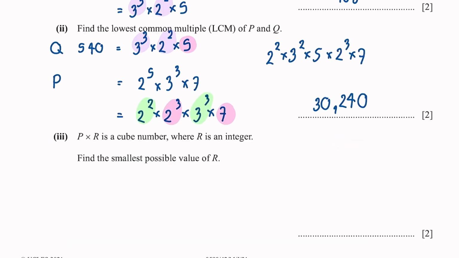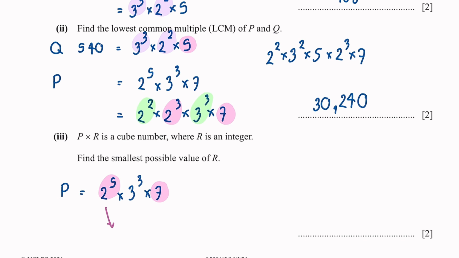P multiplied R is a cube number, where R is an integer. Find the smallest possible value of R. So you know that P is equal to this value. But this number and this number are not cube numbers. Therefore, you have to make this number a cube number.